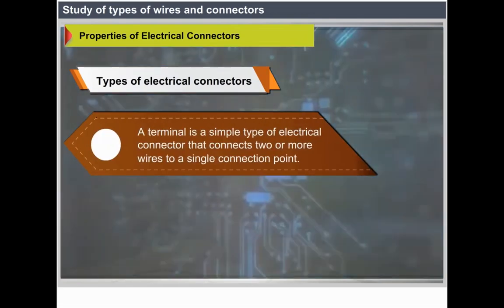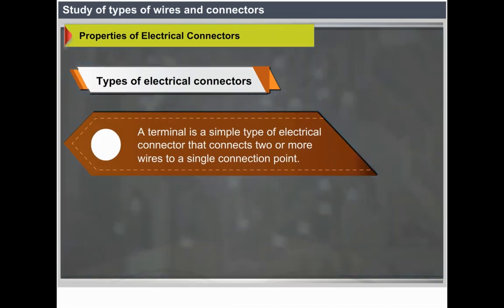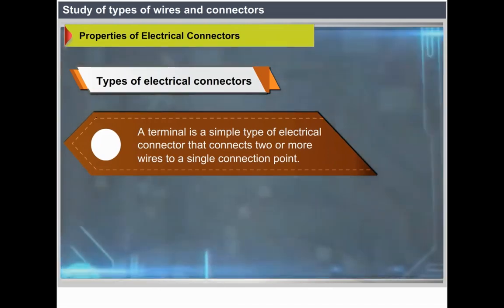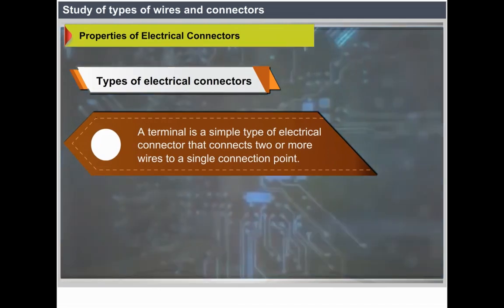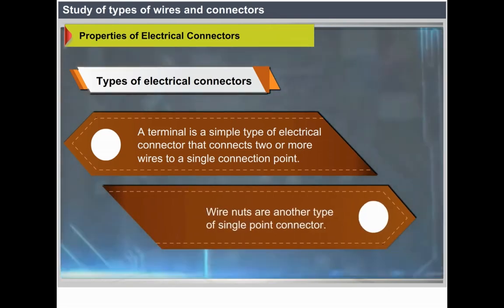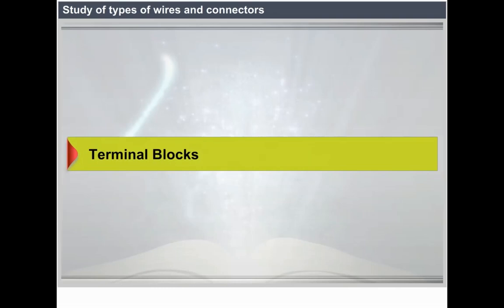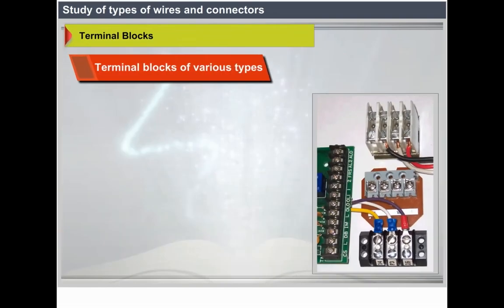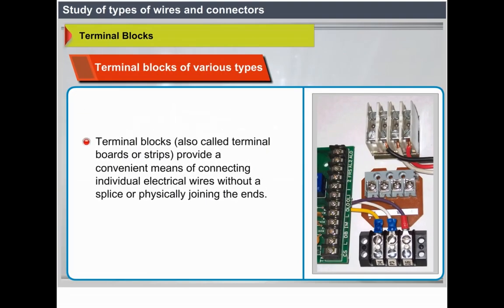A terminal is a simple type of electrical connector that connects two or more wires to a single connection point. Wire nuts are another type of single point connector. Terminal blocks. Terminal blocks of various types. Terminal blocks, also called terminal boards or strips, provide a convenient means of connecting individual electrical wires without a splice or physically joining the ends.